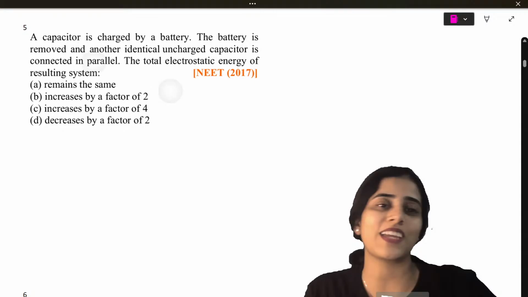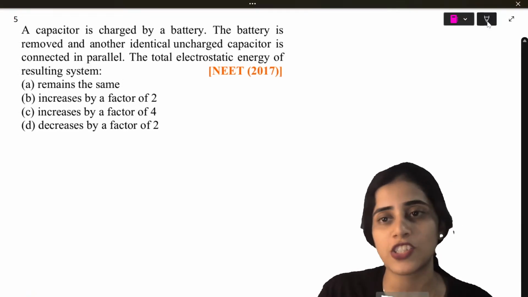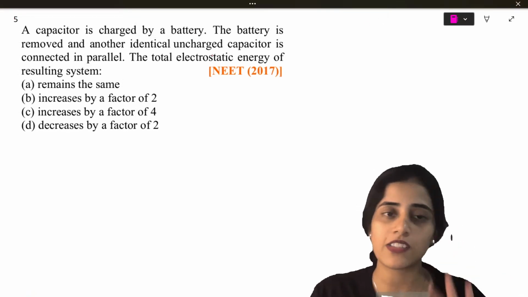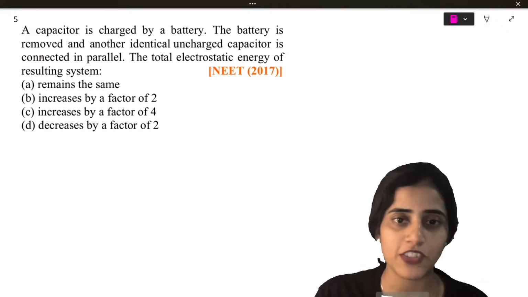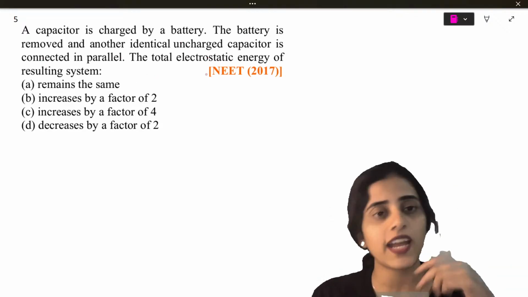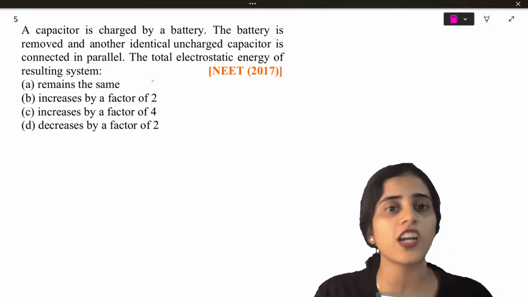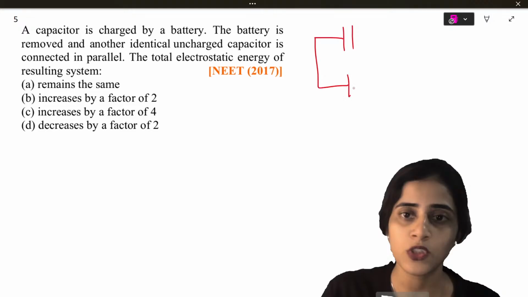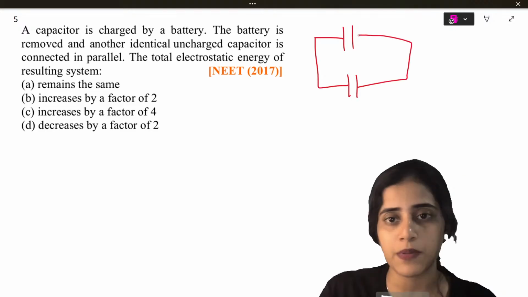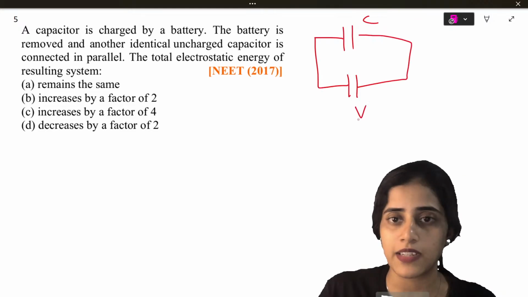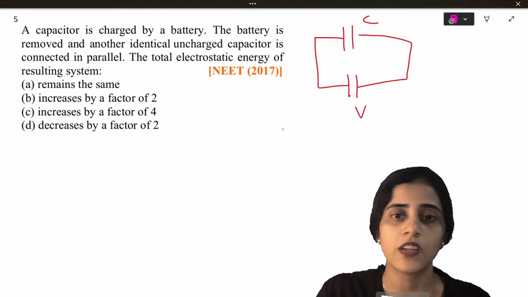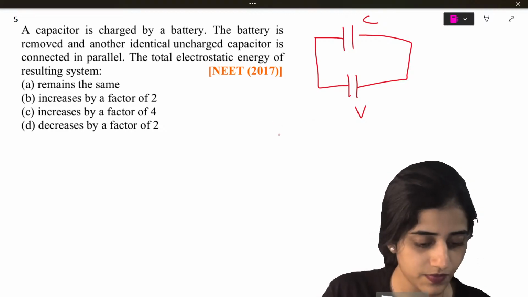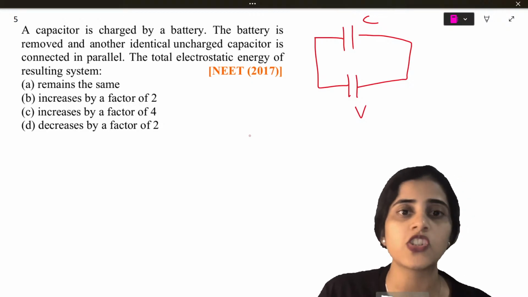Okay, next question. A capacitor is charged by a battery. Alright, a capacitor is charged by a battery. The battery is removed and another identical uncharged capacitor is connected in parallel. So first what happens? There's a capacitor and there's a battery. This is a capacitor, this is a battery. Okay, so what is the charge? So what is the charge?